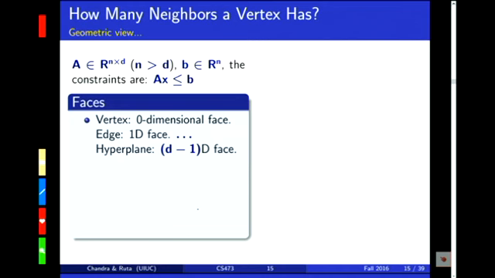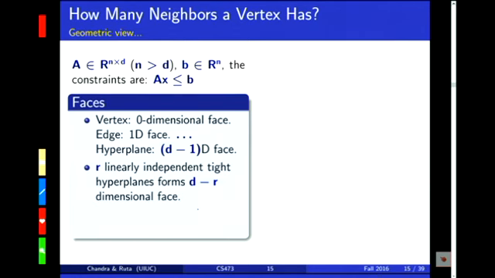So vertices are actually 0-dimensional faces. You cannot move from a vertex anywhere and still remain on the vertex, right? Edges are 1-dimensional faces and hyperplanes are d minus 1 dimensional faces. So these dimensions are like how much freedom of movement you have. And in general, r linearly independent tight hyperplanes form a d minus r dimensional face. You can try and think about this. I don't want to formally prove this. So vertices being 0 dimension, we will need d linearly independent hyperplanes to meet.